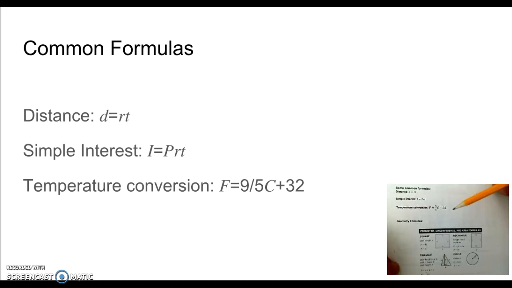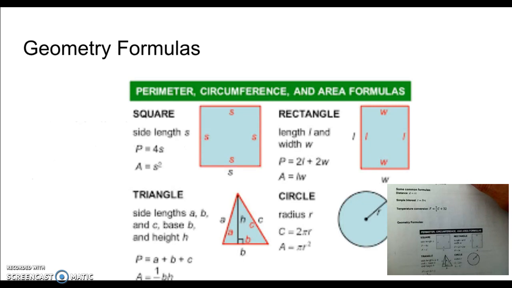Occasionally, when folks are changing off between the two, you'll hear them say double it and add 30, which is a pretty close approximation. 9/5 is equal to 1.8, which is pretty close to times 2.